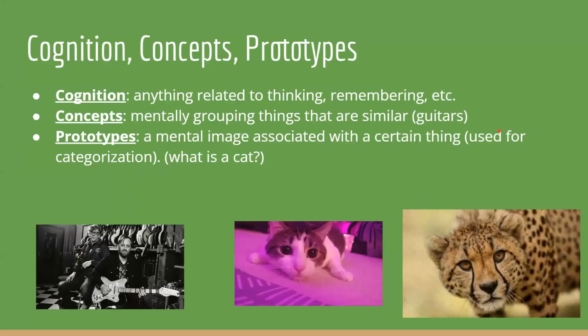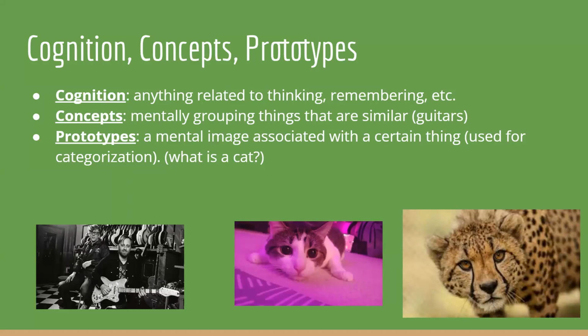So, let's talk about cognition, concepts, and prototypes. Cognition, this is anything related to thinking and remembering. I think we've already talked about this before, but this is what this unit is. Concepts, what are concepts? This is mentally grouping things that are similar.